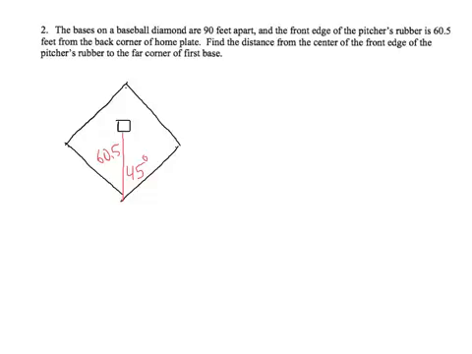And if I think about what they're asking me to find, the distance from the center of the front edge of the pitcher's rubber, so right where this red line is coming off of the pitcher's rubber, and find that distance to first base, to the far corner of first base. So I'm trying to find x. And I know that this is 90 right there. And if I look at this, I have a side angle side situation.